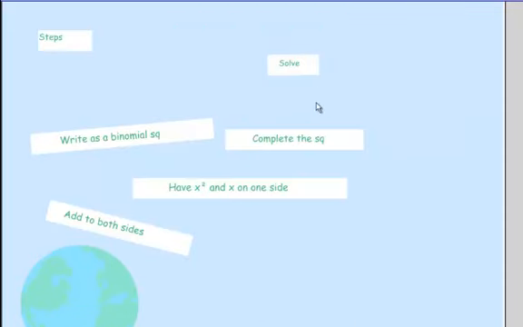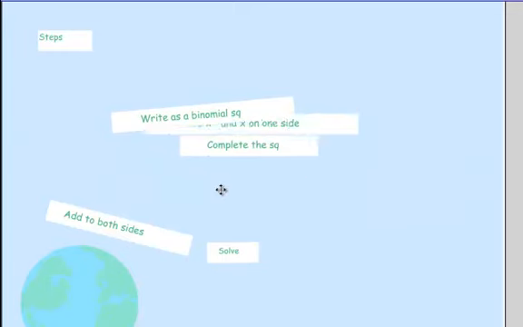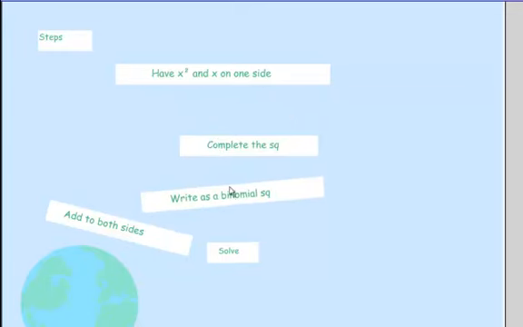So to recap, what's the first thing out of all these things we have here? What's the first thing we have to do? Is the first thing I'm going to do to solve? Probably not. That's probably the last thing I have to do. We want to write as a binomial square. We want to complete the square. We want to have x and x squared on one side. That sounds familiar. Then I completed the square after that.